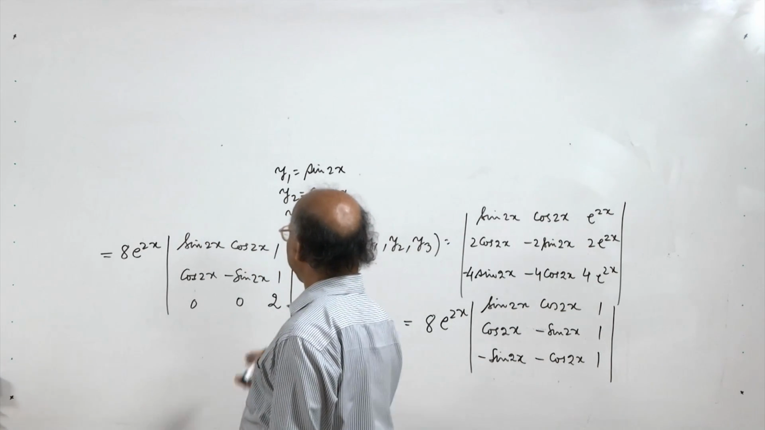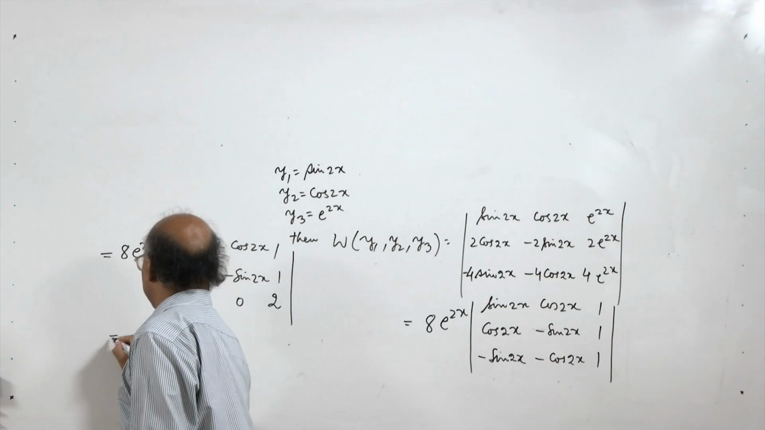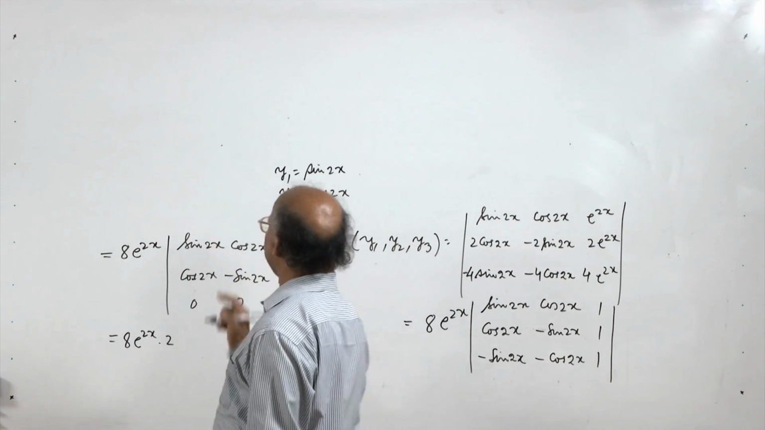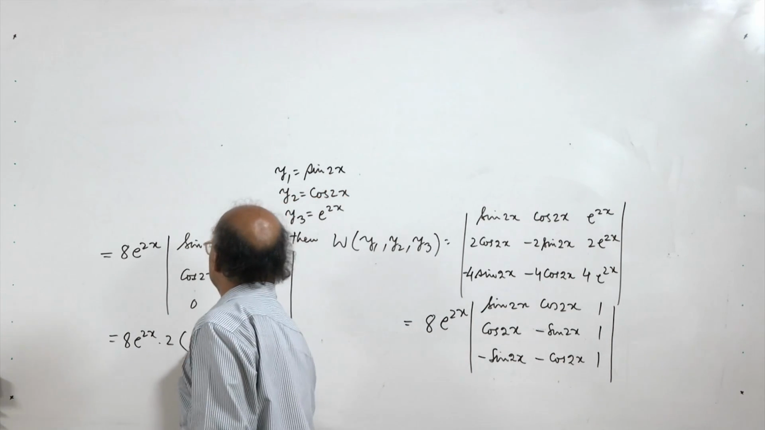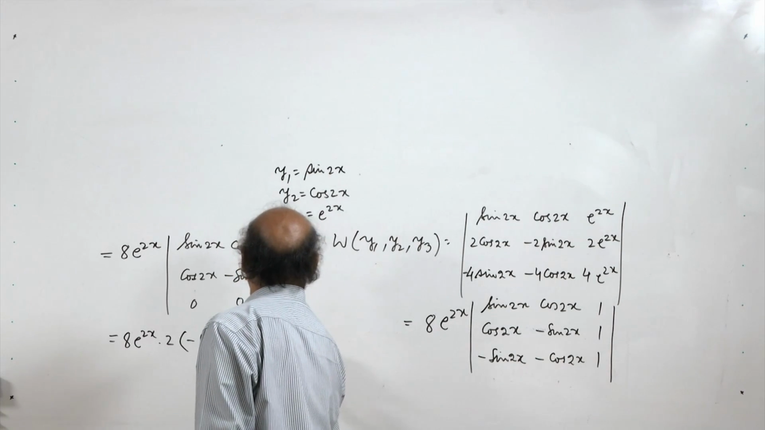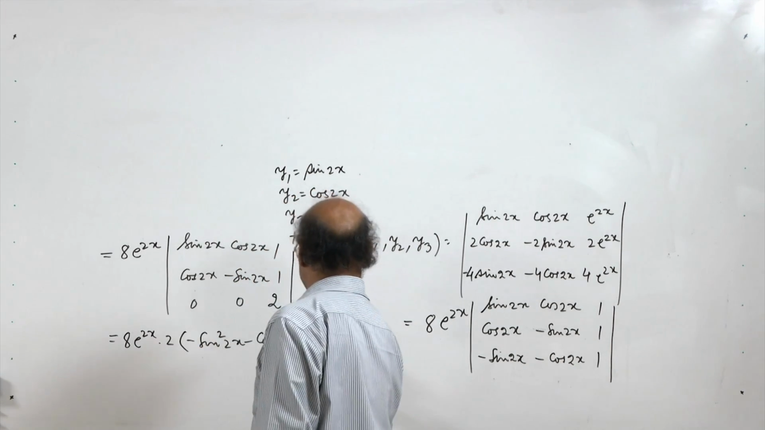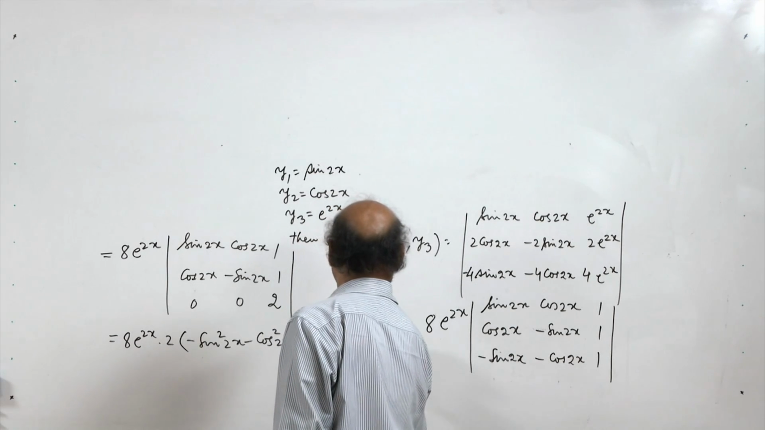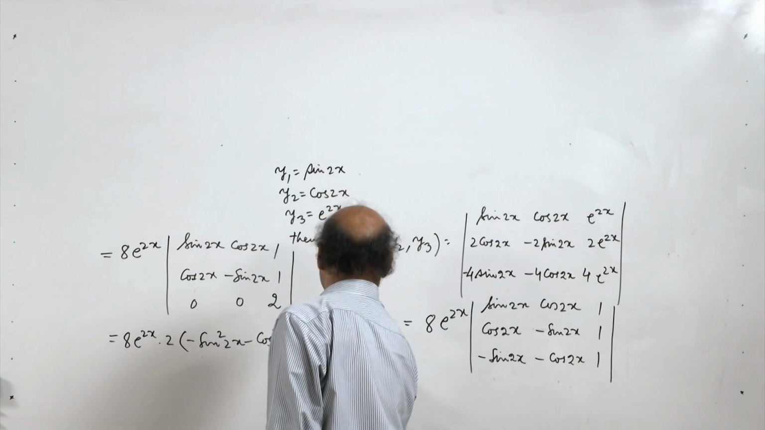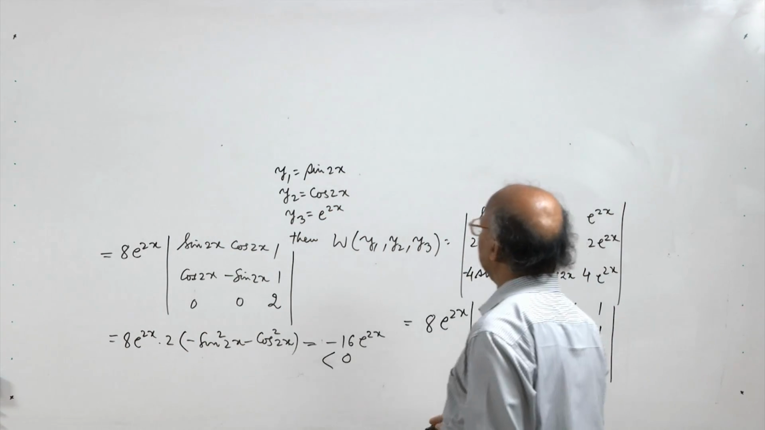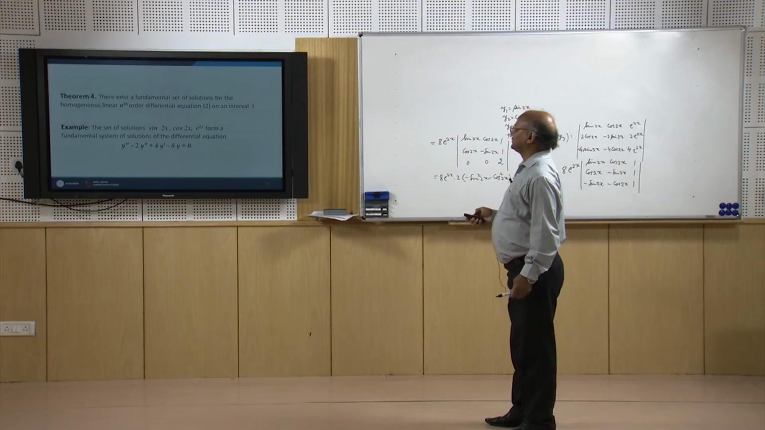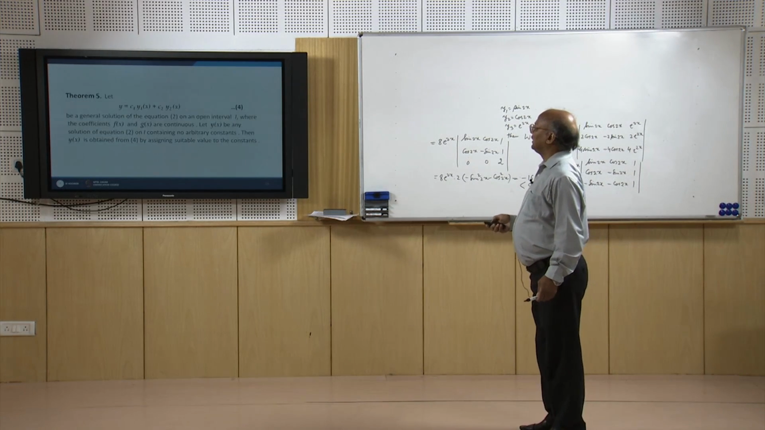Now let us expand it by the last row. So we will have 8 e^(2x) into 2 times minus sin^2 2x minus cos^2 2x, which is minus 1, so we get minus 16 e^(2x), which is in fact less than 0. So the Wronskian is not 0 and therefore the three functions are linearly independent and so form a fundamental set of solutions of this third order differential equation.